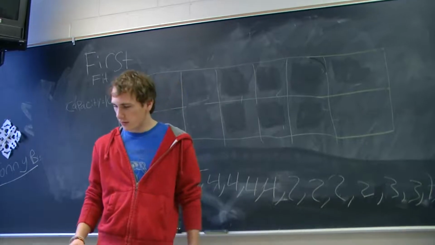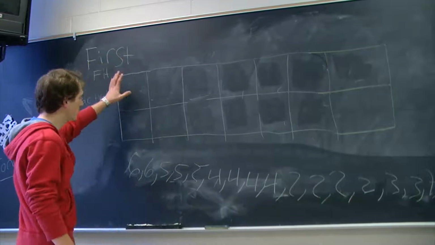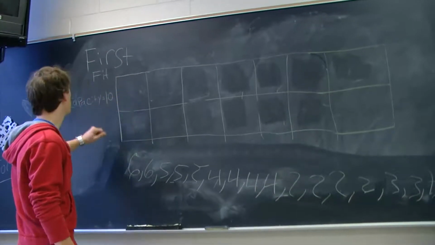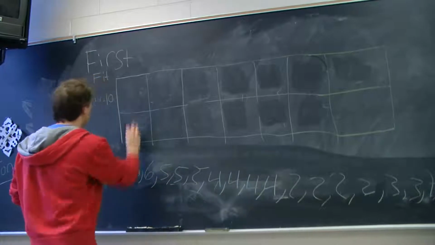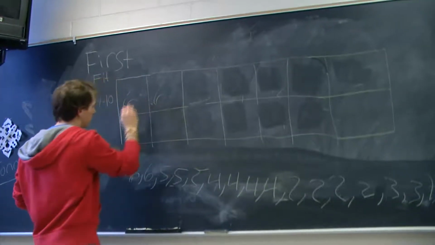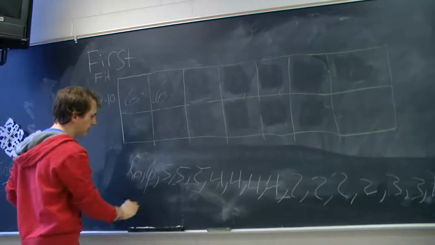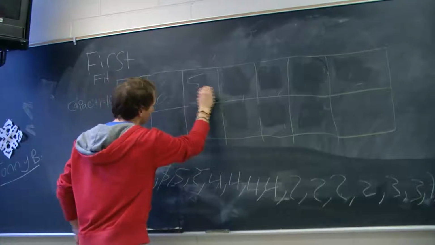Okay, for our first example we're going to be doing first fit. Each bin, each individual square, has a capacity of 10. So first we're going to take 6 and put it in the bin, and we're going to put the next 6 in here because the 6 does not fit in the first bin because of the capacity. 5 does not fit in as well, so we can do another 5.